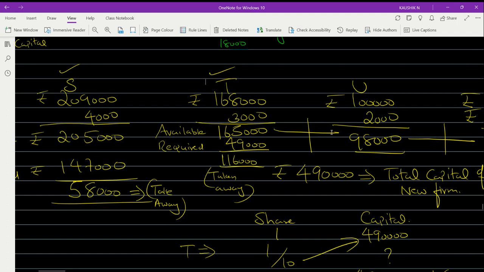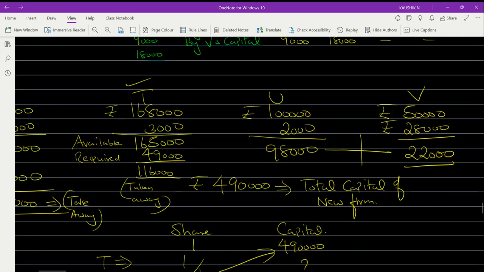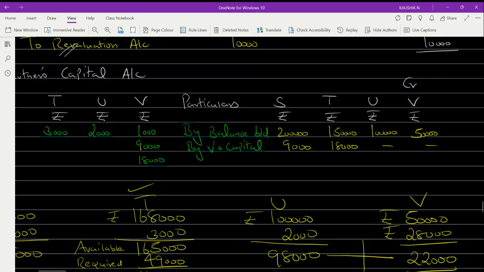Now coming to the next partner, that is partner U. Let's see what will happen for partner U. Same way, what is U's share of profit? That you check in the question. It is 2 by 10.